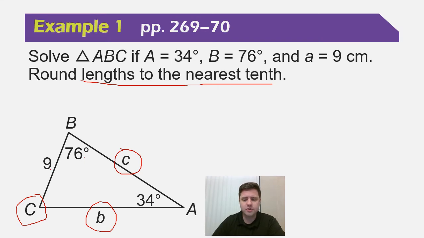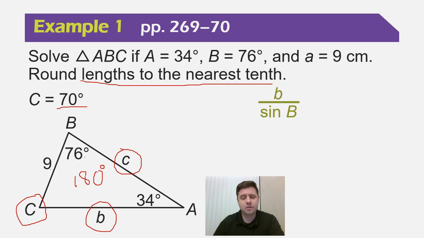The first thing we might do is figure out what angle C is, because we know angle C must be 70 degrees. How do I know that? Because within a triangle, all three angles have to equal 180 degrees. So we just subtract 76 and 34 from 180, and we get 70 degrees for angle C.